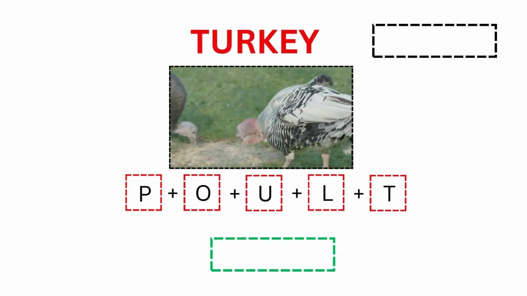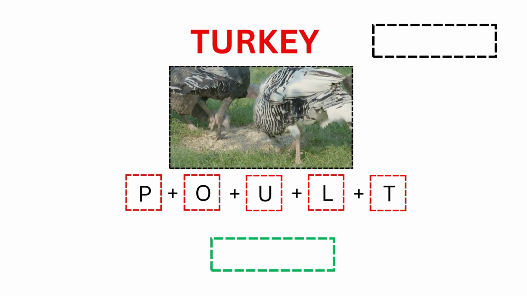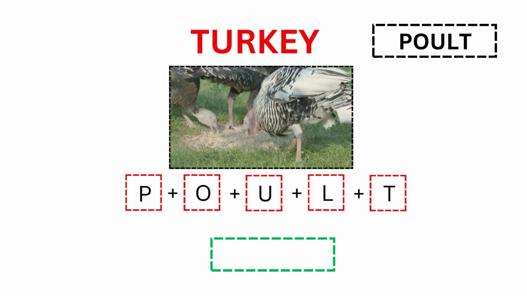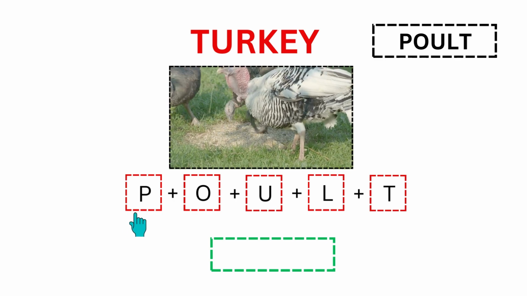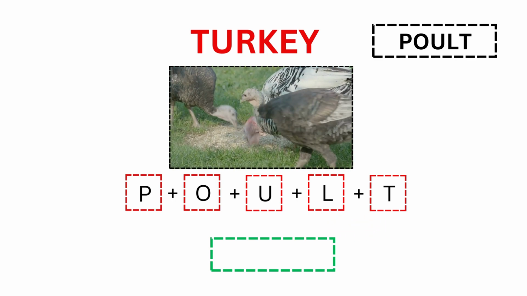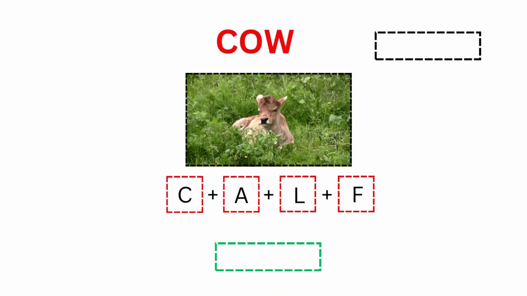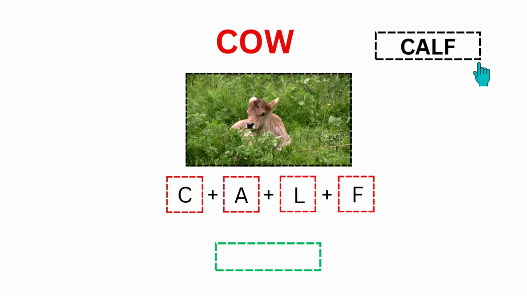Number 12 is turkey. A baby turkey is called a poult. Turkey के बच्चे को poult कहा जाता है. P-O-U-L-T poult. Number 13 is cow. A baby cow is called a calf. Cow के बच्चे को calf कहा जाता है. C-A-L-F calf.